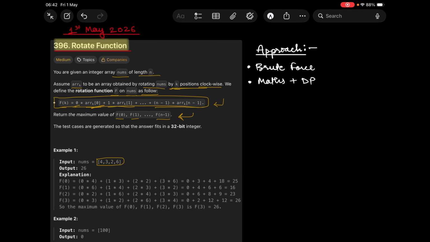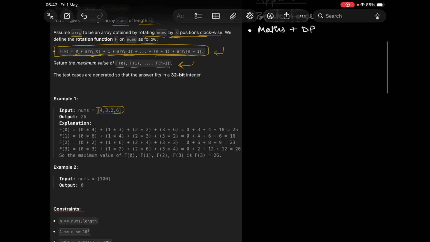Okay, so if we see this example, here what is F of 0? So 0, 1, 2, 3. So it is 0 into this value, 1 into this value, 2 into this value, 3 into this value. This is without any rotation. So with 0 rotation, it gives the answer as 25.